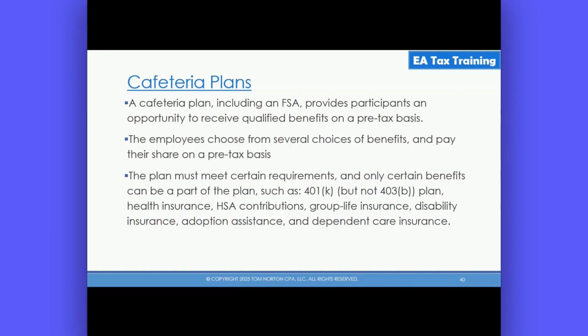In order to qualify, it has to meet certain requirements, and only certain types of benefits can be part of the plan, such as a 401k plan, health insurance, HSA contributions, group life insurance, disability insurance, adoption assistance, dependent care assistance. It is interesting here that 403b plans are not offered as part of a cafeteria plan, so it is only 401k. 401k is for for-profit organizations. 403b plans is for not-for-profit or governmental type of organizations.